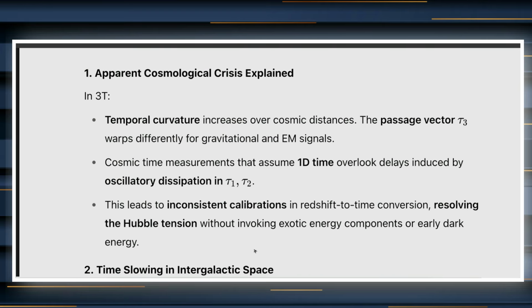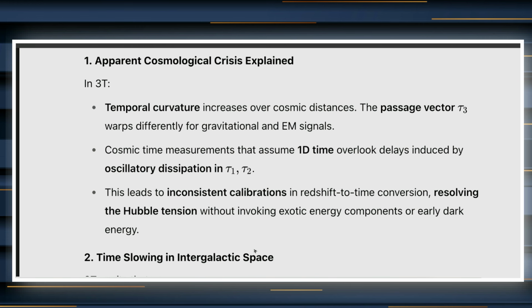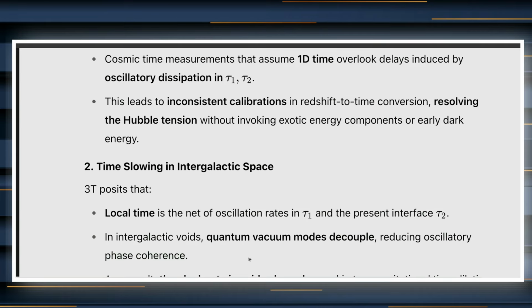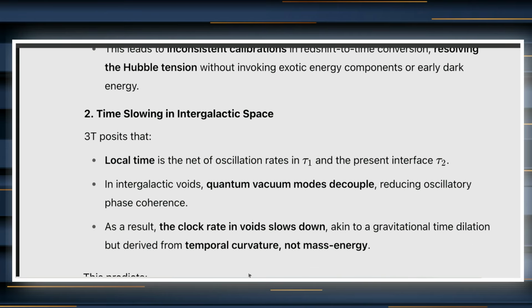Apparent cosmological crisis explained. In 3T, or three-dimensional time, temporal curvature increases over cosmic distances. The passage vector warps differently for gravitational and electromagnetic signals. Cosmic time measurements that assume one-dimensional time overlook delays induced by oscillatory dispersion in T1 and T2. This leads to inconsistent calibrations in redshift to time conversion, resolving the Hubble tension without invoking exotic energy components or early dark energy.